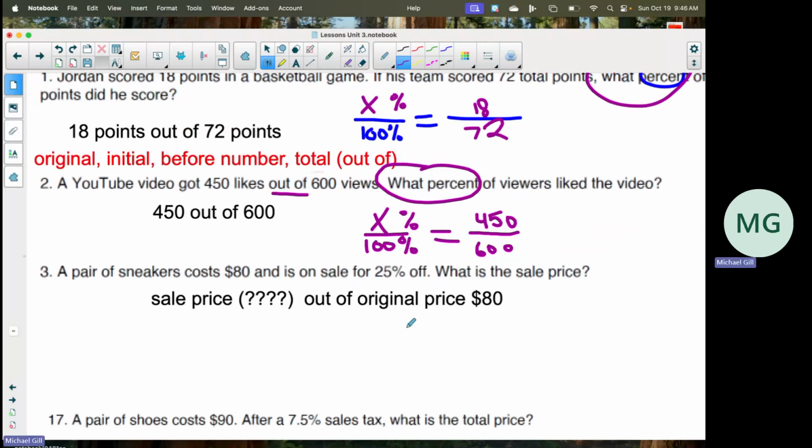Down here, this one was a little trickier. There's a last step. I'm just worried about them setting up the proportion. Pair of sneakers costs $80, but I know it's about percentages. If I see percent, I know it's about percentages, so I can start with 100%.